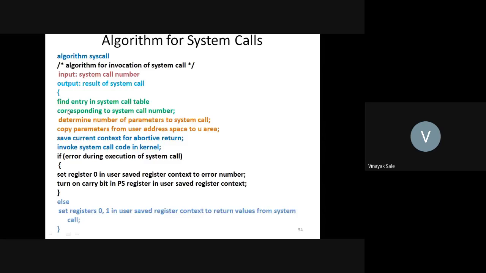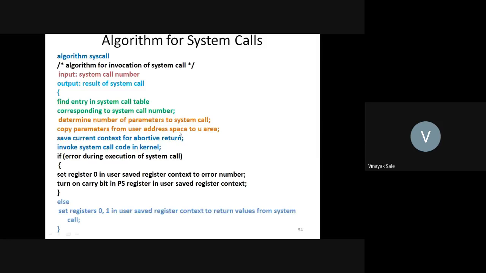The process finds the entry in the system call table corresponding to the system call number. Determine the number of parameters to that system call. Copy parameters from user address space to user area. Save current context for operative, then return. Invoke system code in kernel.